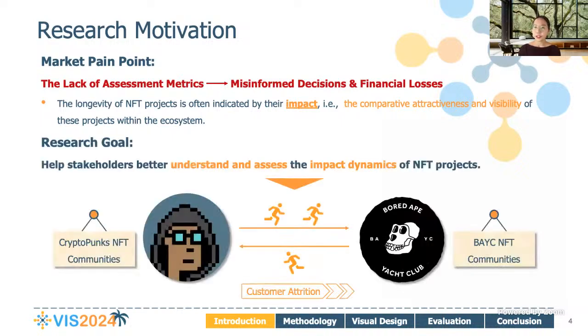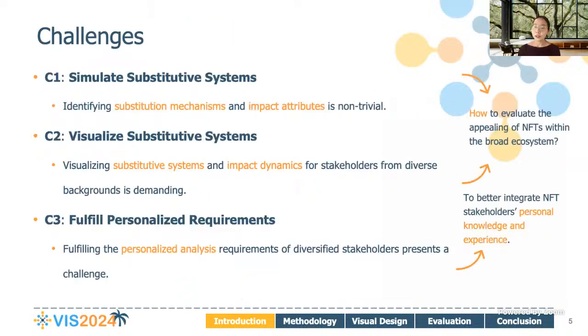Our research aims to help stakeholders understand what makes some NFT projects really take off while others just fade away. To achieve this goal, we needed to address 3 challenges. First, how can we effectively model the complex substitution dynamics within the NFT ecosystem? Second, how can we visualize these intricate relationships in a way that is both informative and accessible to stakeholders with diverse backgrounds? Finally, how can we best empower stakeholders to integrate their unique knowledge and experience into the analysis?